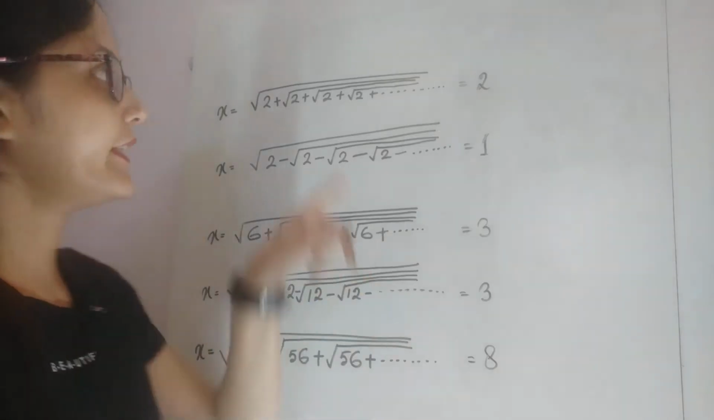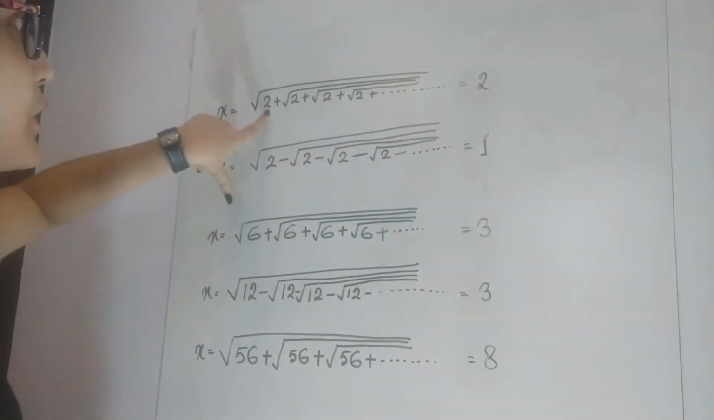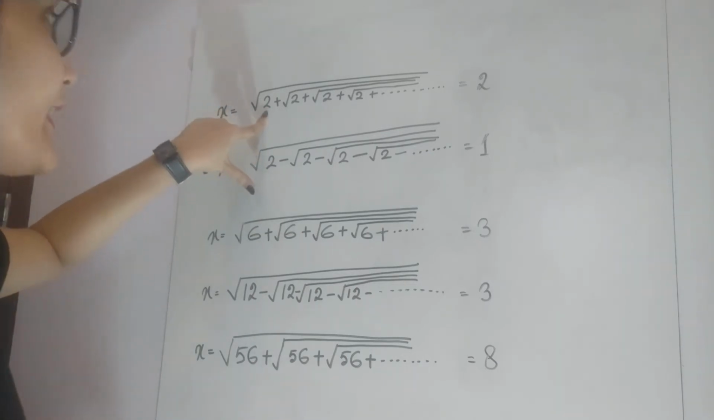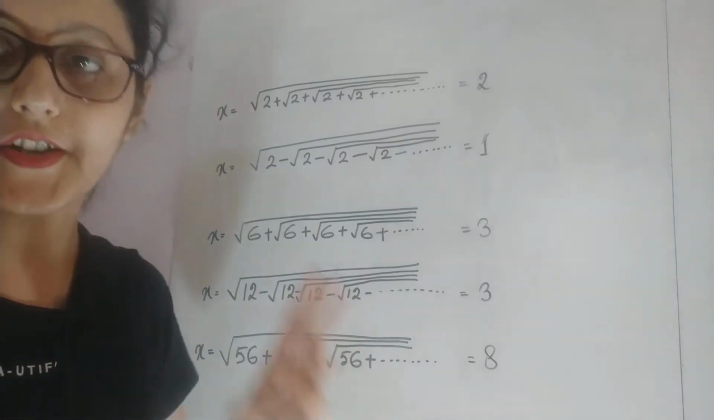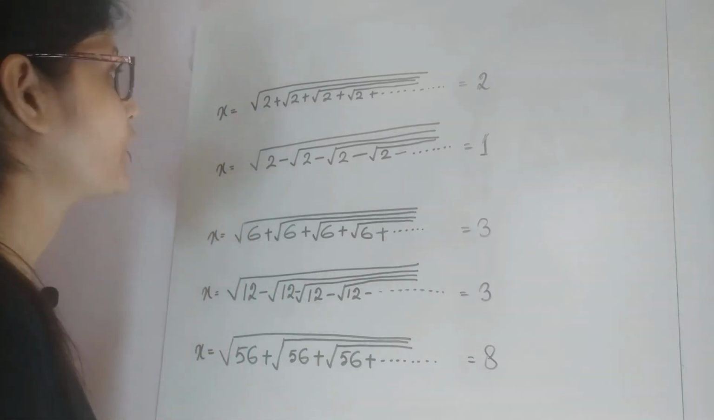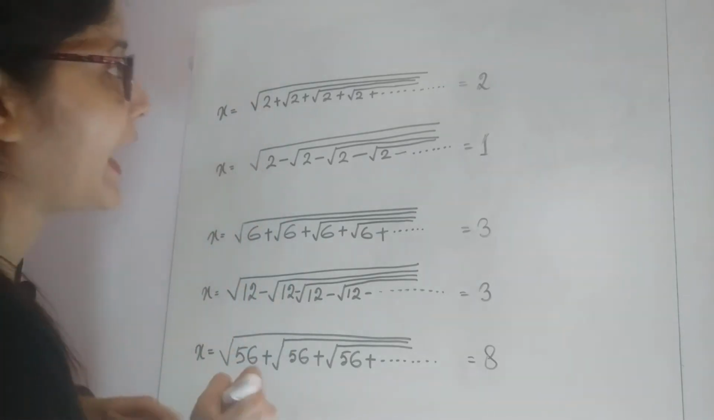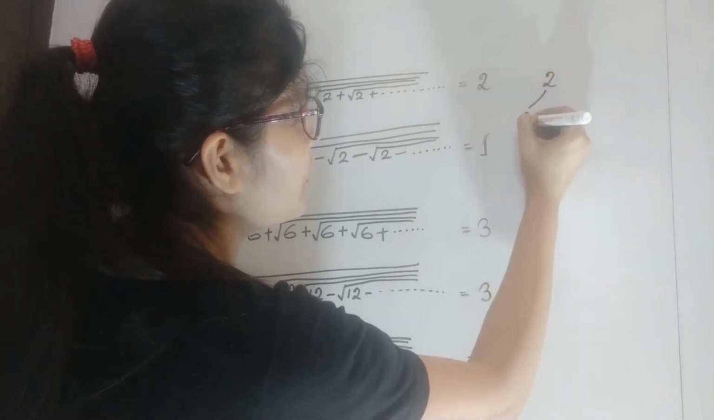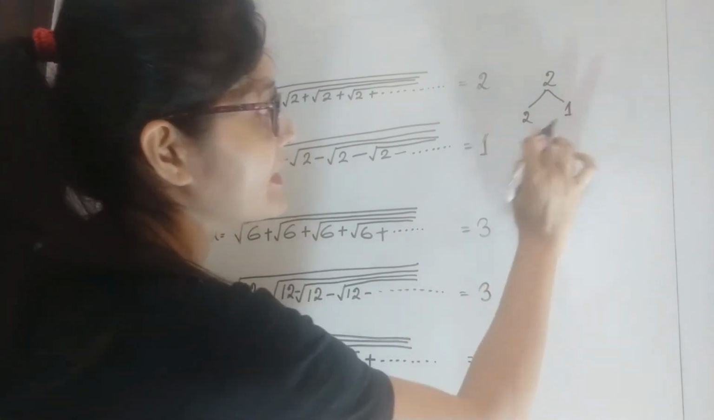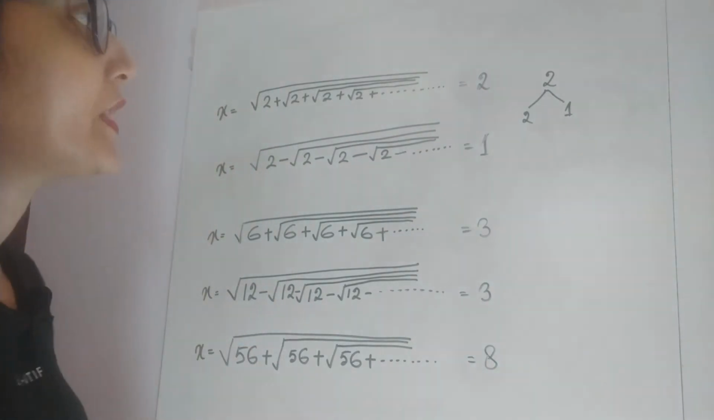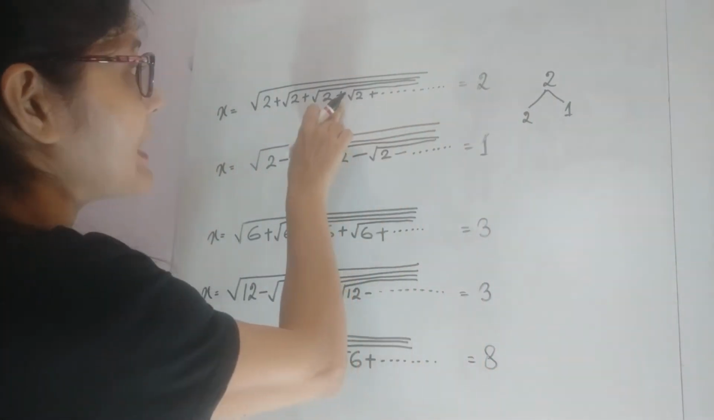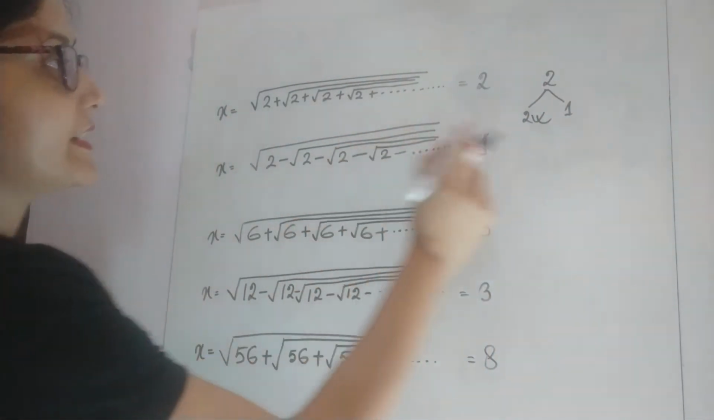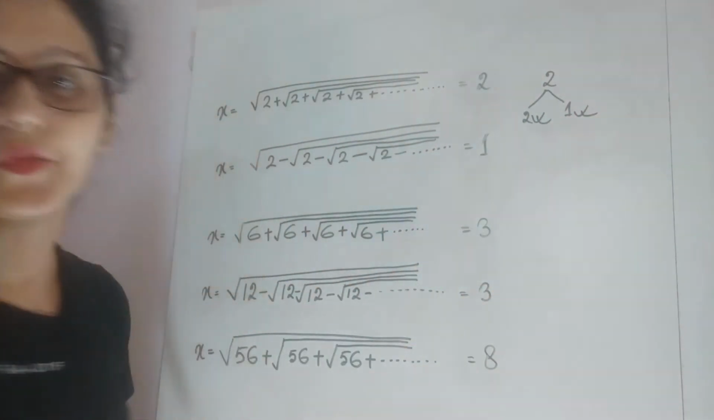See, in these kinds of problems, you need to see whether this value can be written as the multiplication of two consecutive numbers or not. See here, 2 can be written as the multiplication of 2 and 1. These are two consecutive numbers, right? So here, if plus sign is there, the answer will be 2. If minus sign is there, the answer will be 1.